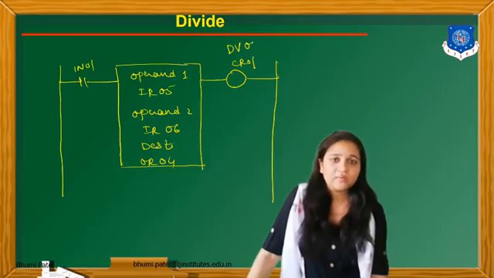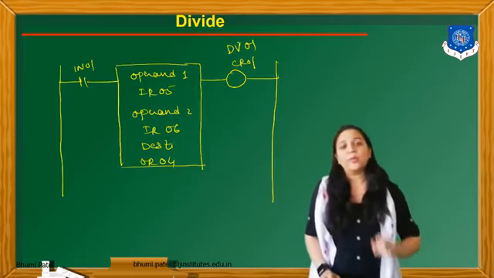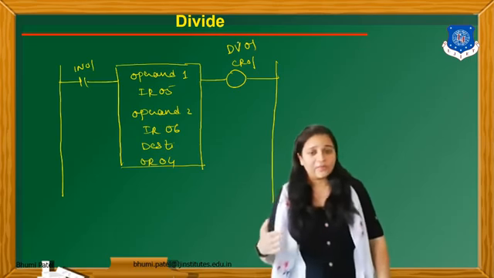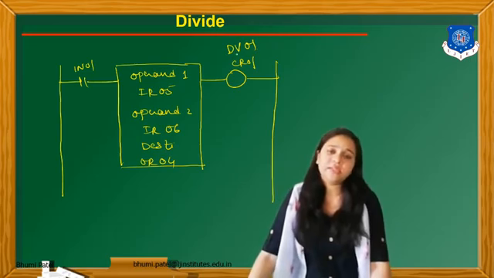What is the command for the division? It is DV01. Okay, so the number is not important. We can write DV01, DV02, DV03, but the command is important for the PLC software.